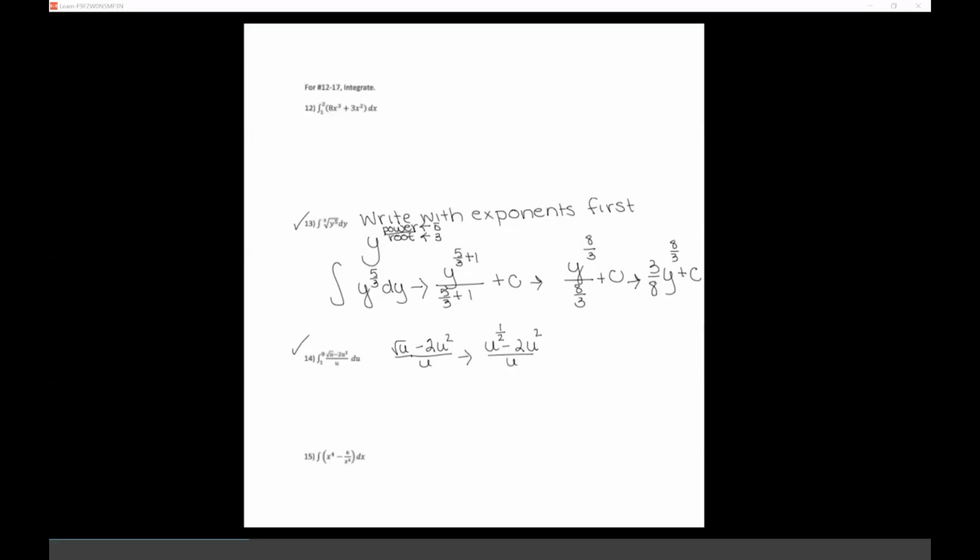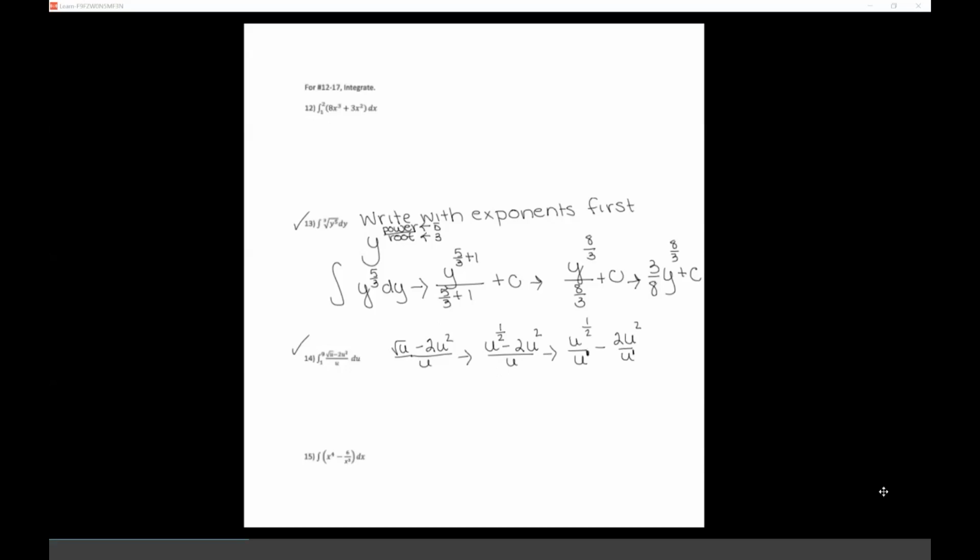Again, this is kind of the reverse of what you're used to doing. Remember, if you've got two fractions with the same denominator, you add or subtract them and put the answer over a common denominator. Well, this would be the result of that. You've got these two things over a common denominator, which means you can split them apart again: u to the 1/2 over u minus 2u squared over u. And remember, these u's down here have a 1 as an exponent.